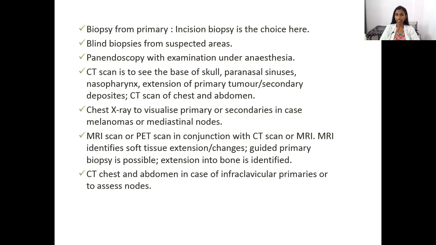Chest X-ray is actually to visualize primary or secondary in case of melanomas or mediastinal tumors. MRI scan or PET scan in conjunction with CT scan or MRI would be required. And CT chest and abdomen in case of infraclavicular primaries is necessary to assess the nodes.